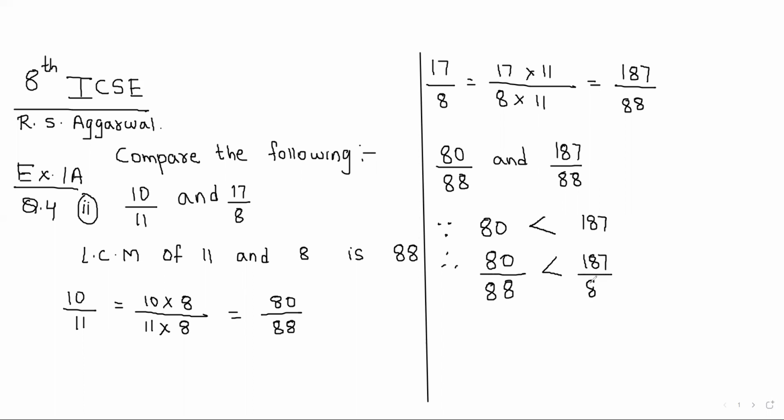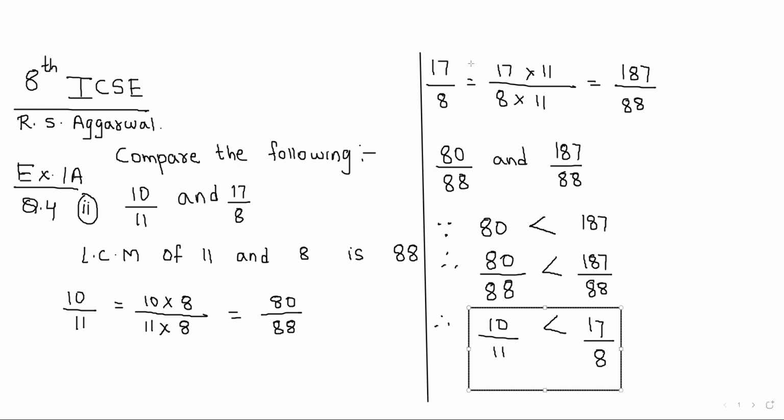But this is not the final answer because this is not the original fraction given in the sum. So 80 by 88 is actually what number? It's 10 by 11. So we need to write that. So we are going to write below 80 by 88 its original fraction, that is 10 by 11, less than sign as it is, 187 by 88, the original fraction is 17 by 8, and this is our final answer. So our final answer is, therefore, 10 by 11 is less than 17 by 8.